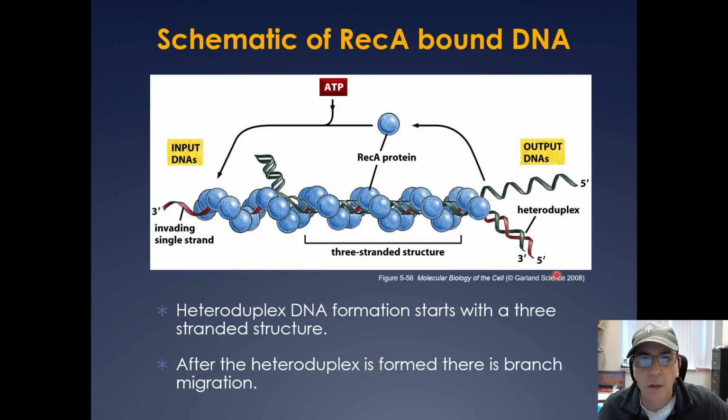What RecA does is help form heteroduplex DNA. It starts with this 3-stranded structure, and then you have your heteroduplex DNA, and this uses ATP to create the heteroduplex, and that helps to allow for branch migration so that you can get a rather large size of the heteroduplex DNA.